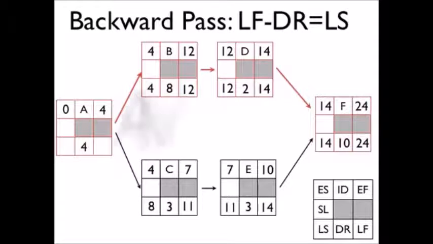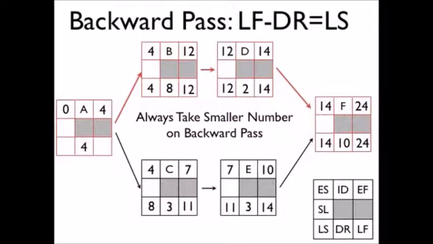we find that we have the values 4 and 8 that we can use. What we're going to do on the backward pass is always take the smaller number on the backward pass. So between 8 and 4, the smaller number is 4. 4 minus 4 is 0. So now we've completed both the forward and backward pass throughout our entire network.